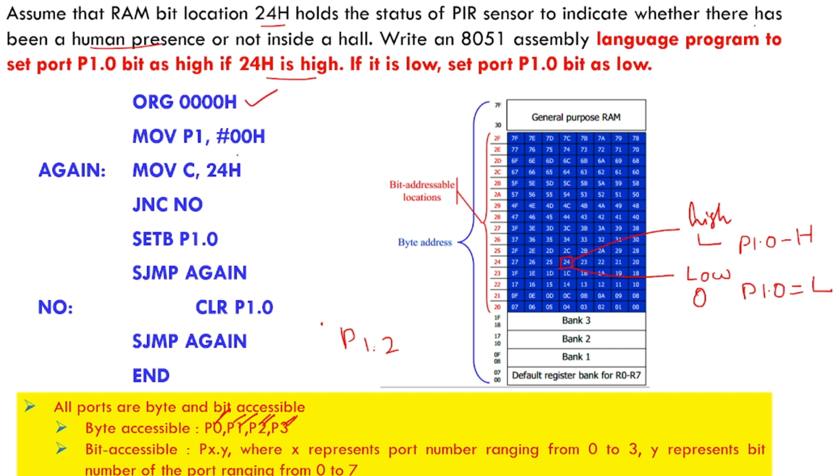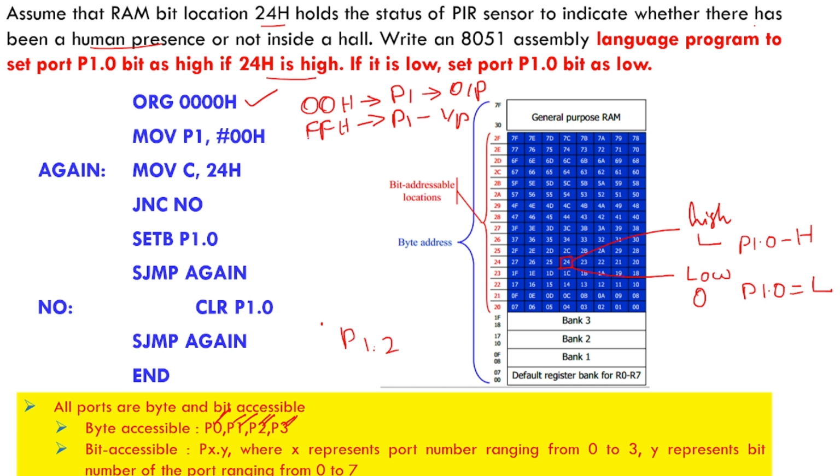ORG 00H. Another important thing, when you see the next instruction, MOV P1, #00H, the hash says that it is an immediate value. What do you mean by 00? If I say port 1 as 00, that means I am configuring port 1 as output. If I say FFH, that means I am configuring port 1 as input.